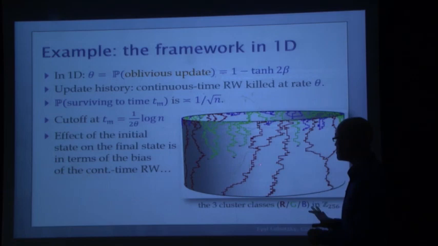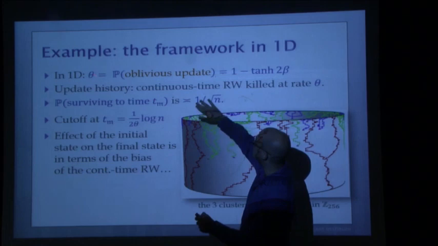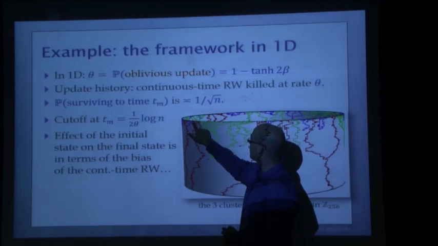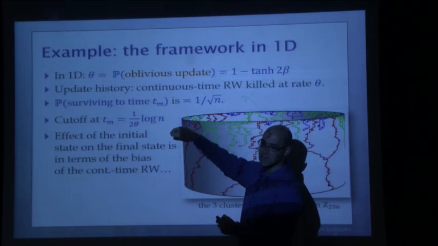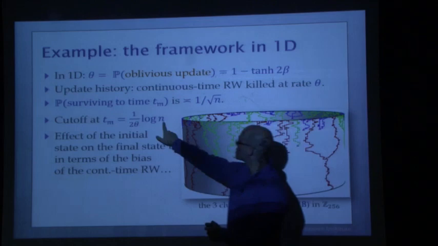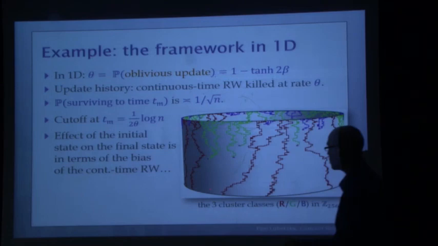Okay? And the probability of not needing to look at your neighbors is very easy to calculate in this case. And then you say, I want the first moment of a guy here to actually make it to the bottom. So the probability is just e to the minus t times this rate. I mean, you kill it with rate theta. So if we choose this time, then there will be root n left when you reach the bottom. Okay? And this is the one-dimensional Ising model.